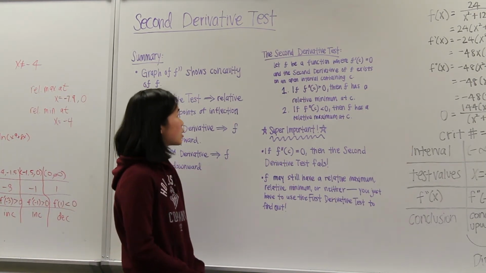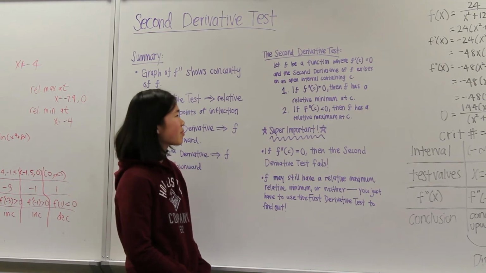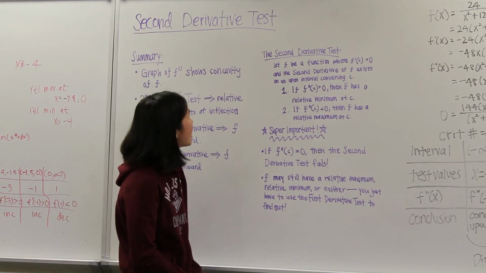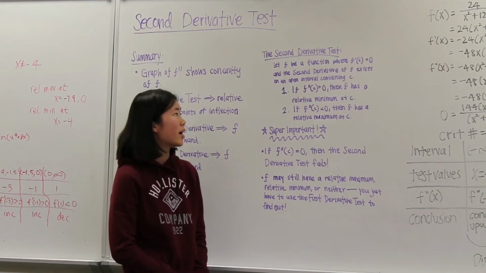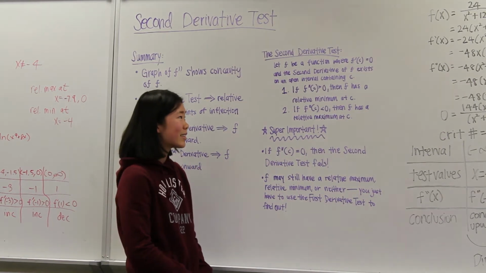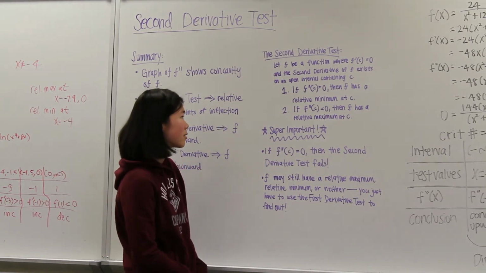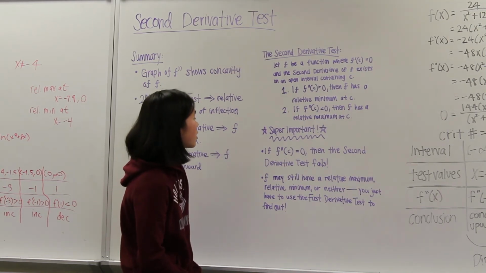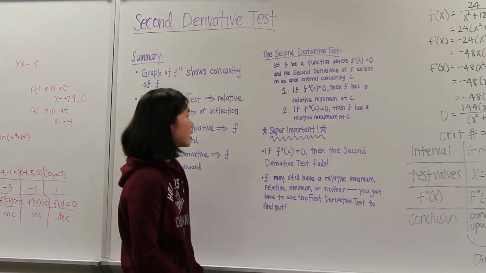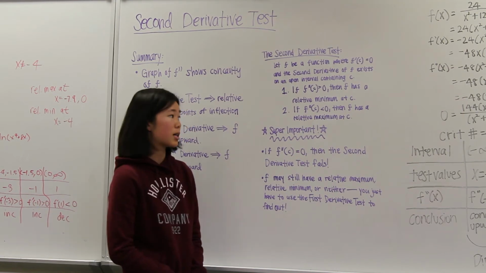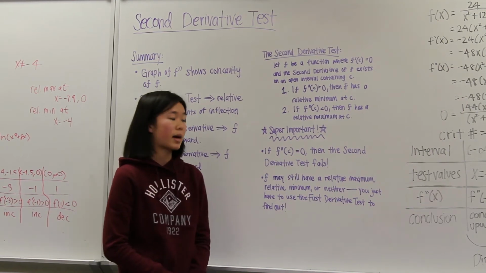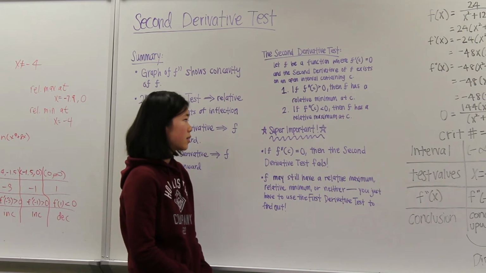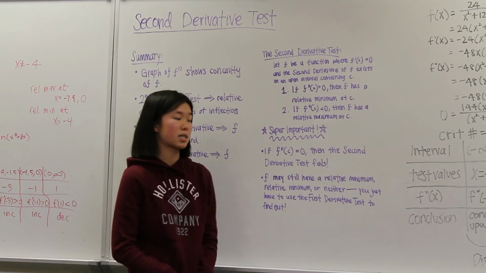So onto the second derivative test. The actual test: let f be a function where the first derivative of f equals 0 and the second derivative of f exists on an open interval containing c. If the second derivative is greater than 0, so if it's positive, then f has a relative minimum at c. And if the second derivative is negative, then f has a relative maximum at c.